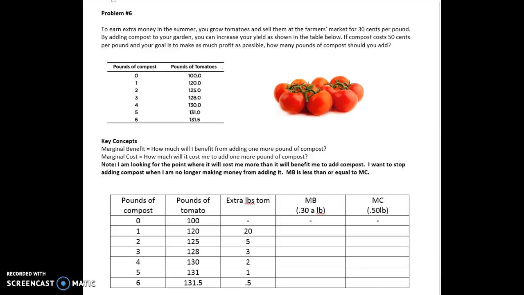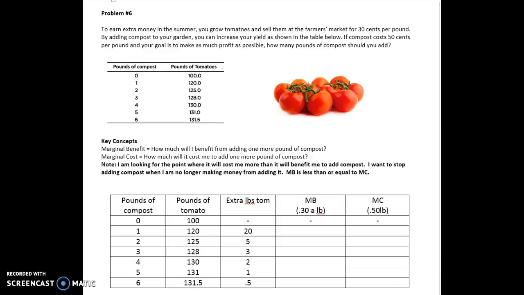So this is problem number 6. It is the famous tomato problem. It reads, to earn extra money in the summer, you grow tomatoes and sell them at a farmer's market for 30 cents per pound. By adding compost to your garden, you realize that you can increase your yield as shown in the table below, and I gave you the table in the problem set. If compost costs 50 cents per pound, and your goal is to make as much profit as possible, how many pounds of compost should you add?